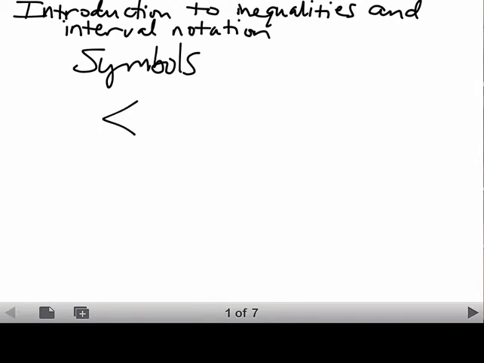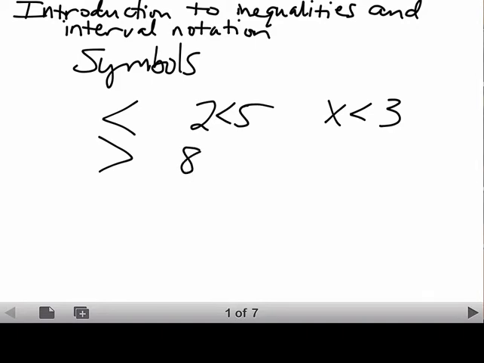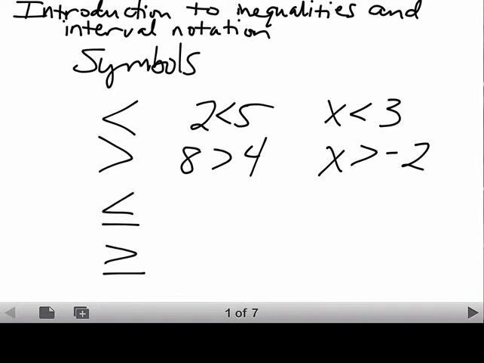We have less than and greater than. Less than, numerically speaking, as in 2 is less than 5, but we're going to see this in the context of things like x is less than 3. As for greater than, we know that 8 is greater than 4, and we'll see this in a context like x is greater than negative 2. We also have less than or equal to and greater than or equal to.